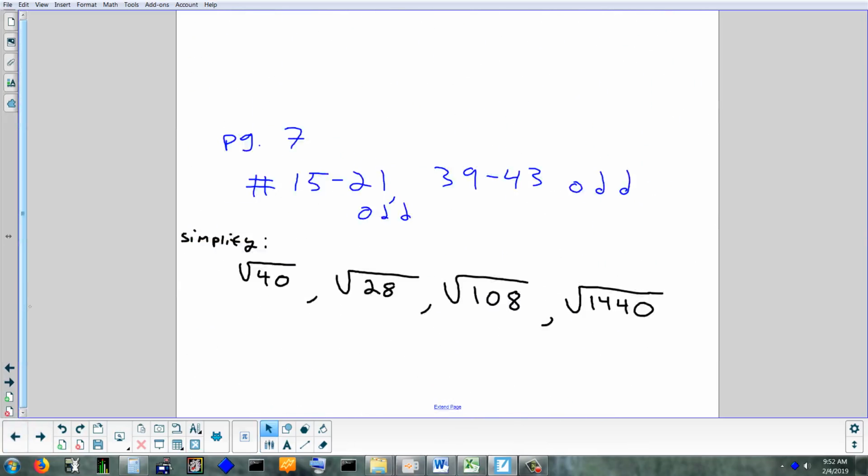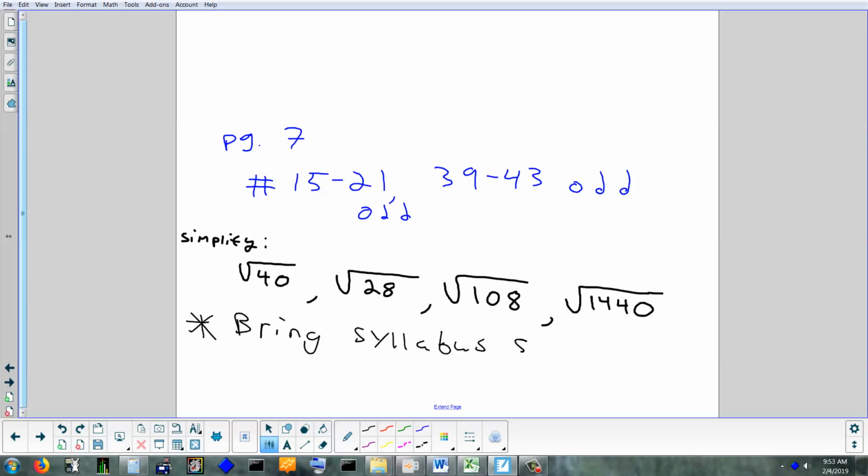Right, so homework tonight, it's mostly in the book, page 7. 15 to 21, odd. 39 to 43, odd. And I want you to simplify these 4 square roots. They're not in your book. Square root 40, square root 28, square root 108, square root 1440. And the other thing, which is not really textbook related, is just bring back the syllabus. Signed. Okay, so make sure you bring back the syllabus.